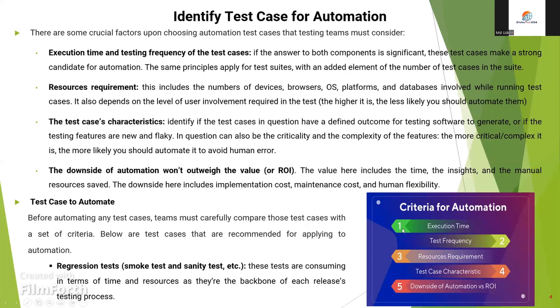So the criteria of automation are execution time, test frequency, resource requirement, test case characteristics, downsides, whatever we have. That will be in this part. Any question here?